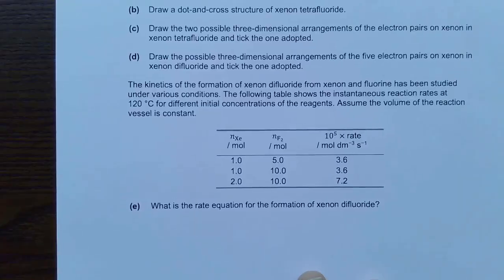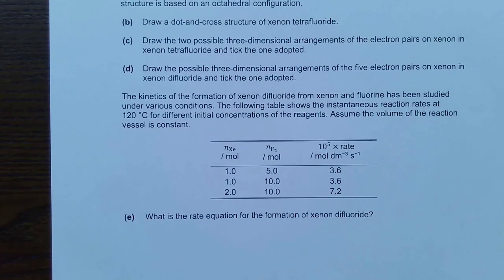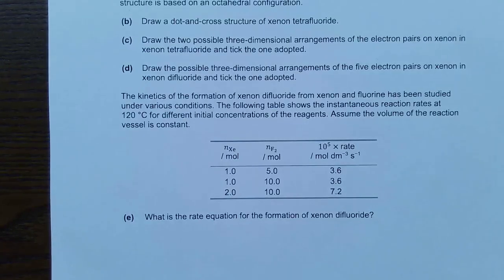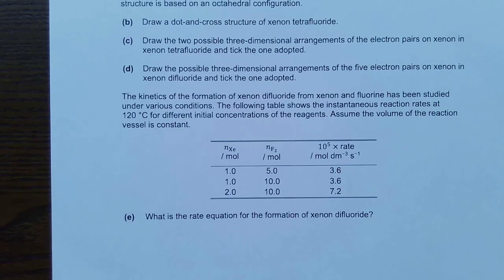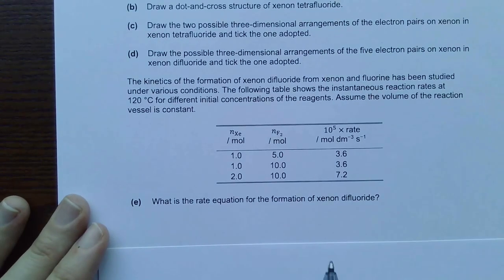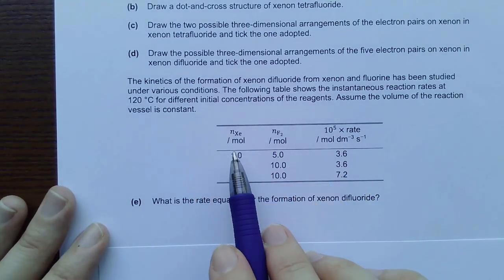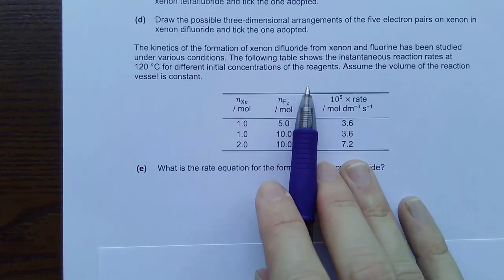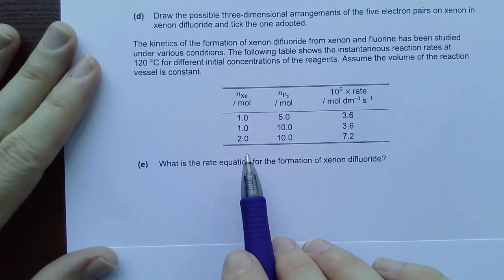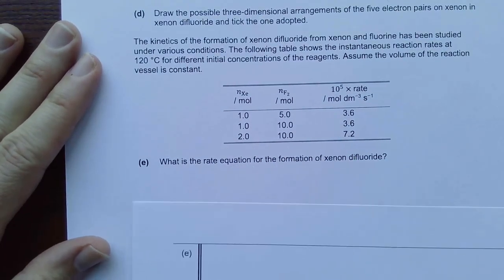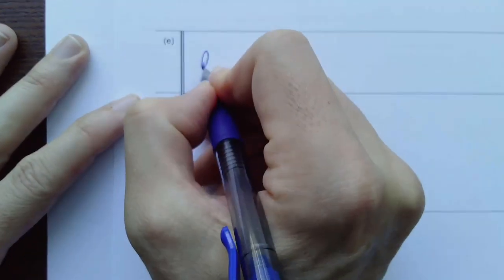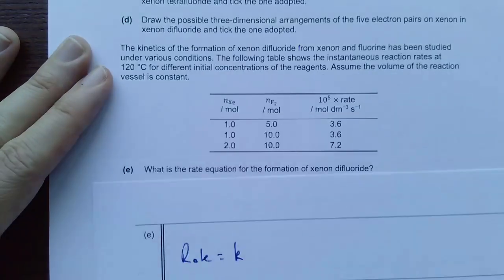Anyway, then we have a rate equation question, and considering the kinds of rate equation questions they've asked in previous years, this one is really straightforward. The following table shows the instantaneous reaction rates at 120 degrees for initial concentrations. Assume the reaction resistance is constant. What is the rate equation? So it's going to be rate equals k.